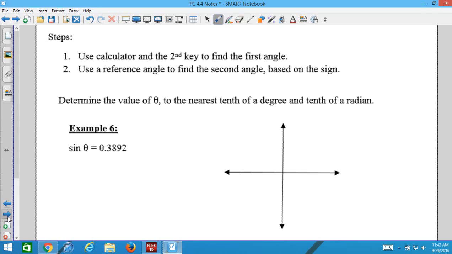So for these, we're going to kind of do what we just did. We're going to find 2 answers, just like we just did, except this time it's using the calculator. With the other one, we were doing it by hand. So the first thing you want to do is put your calculator in degree mode, please.